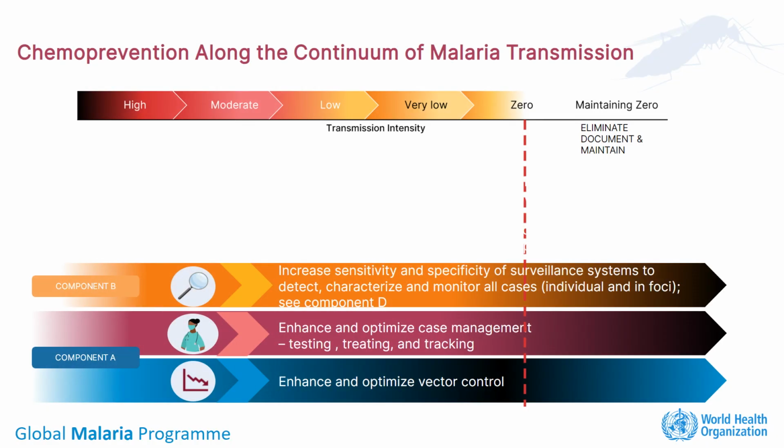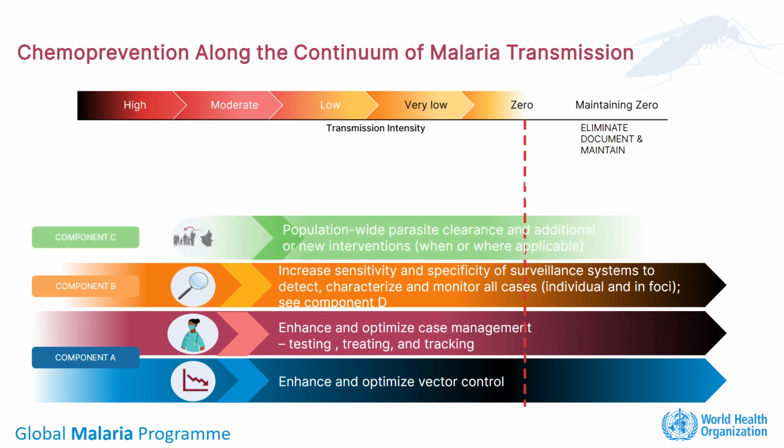You may remember the transmission continuum that featured prominently in Units 0 and 1. Component C is the accelerator step. There are several different chemoprevention strategies that could be included in this step, and there may be other new tools or strategies in the future.